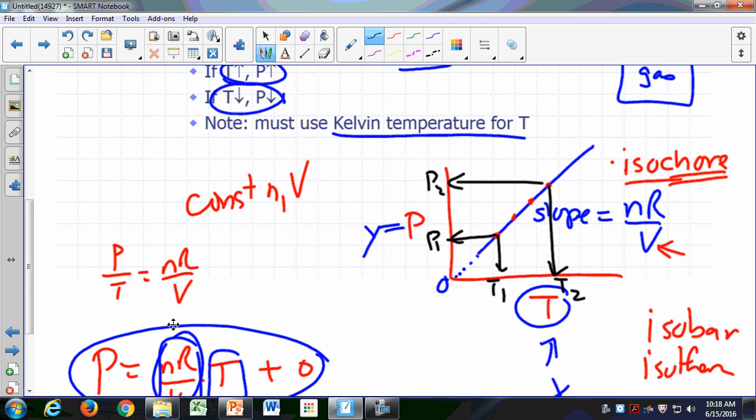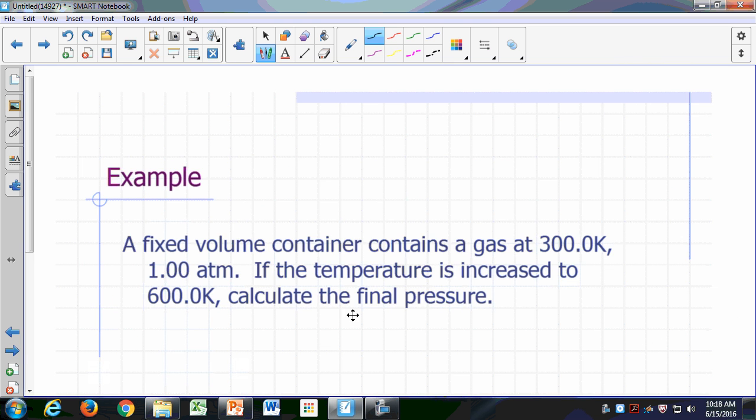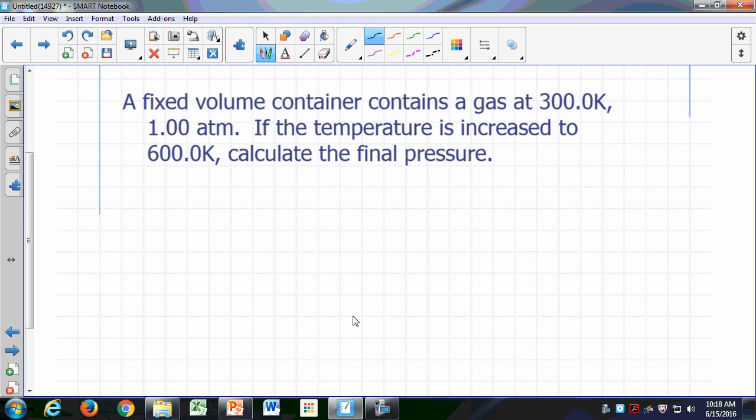All right, so let's take a look at an example. You have a fixed volume container of gas, at 300 Kelvin and 1 atmosphere pressure. We double the temperature from 300 to 600 Kelvin, what do you think will happen? You also double the pressure of the gas. So you would expect your answer here to be 2 atmospheres. And you can write the equation here: P1 over T1 equals P2 over T2.